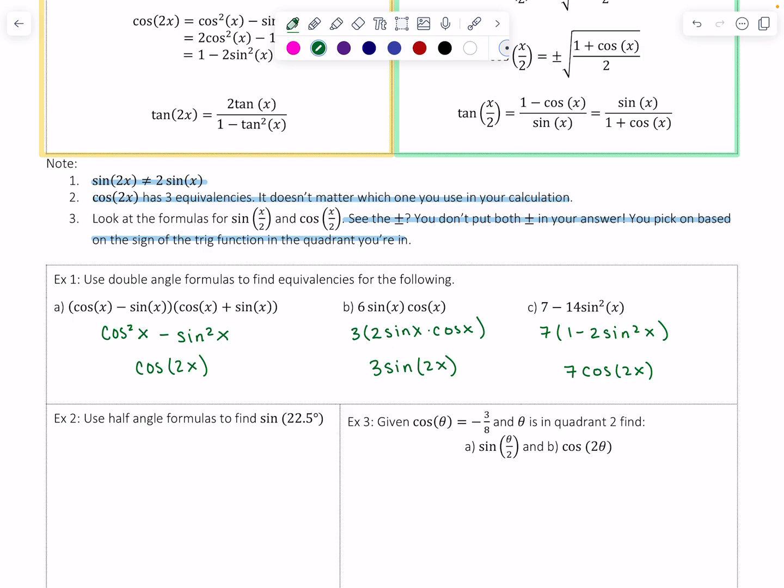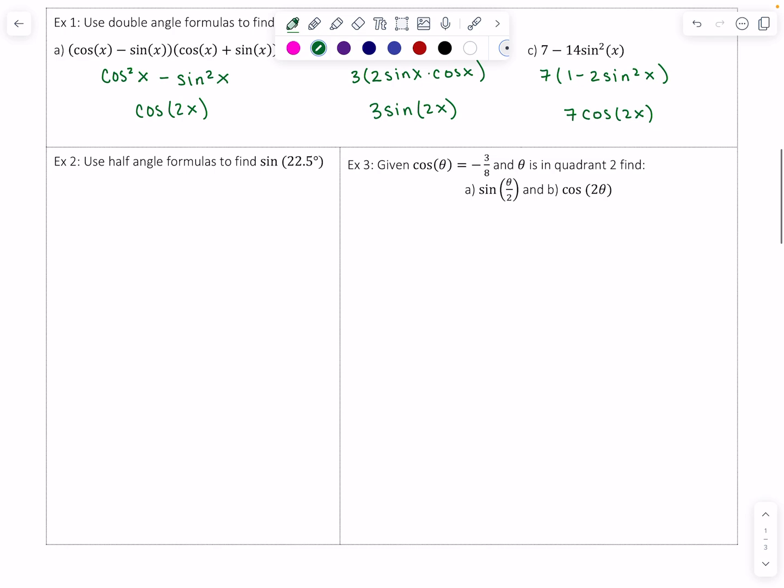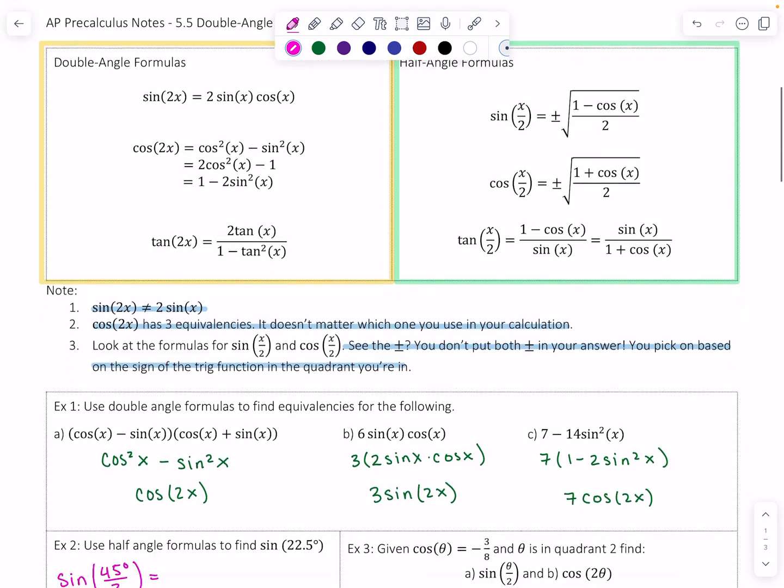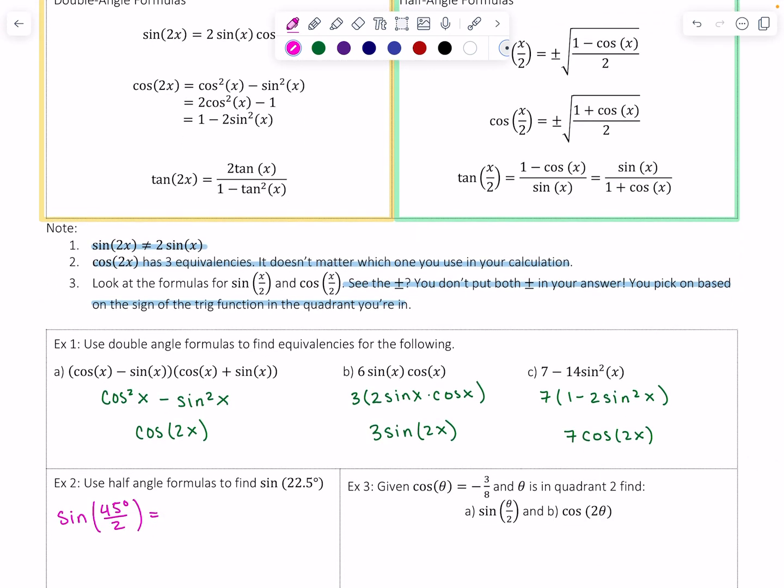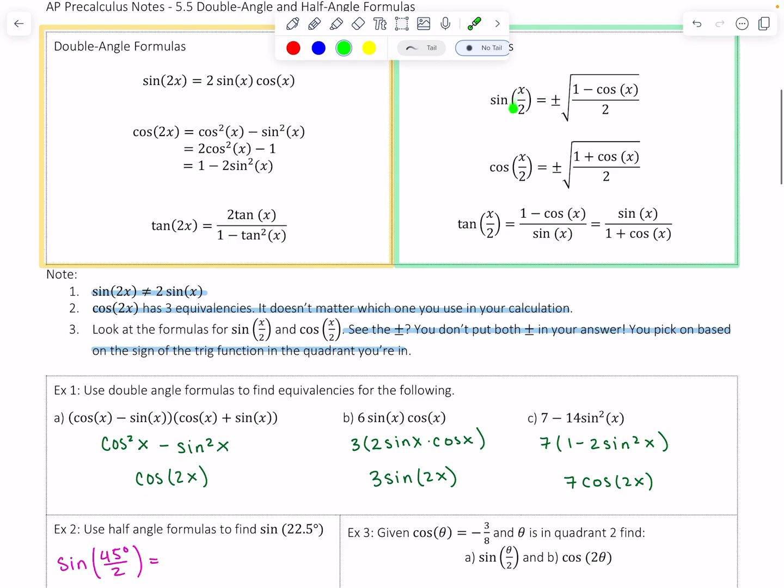All right, let's start here with example 2 and using our half angle formulas to find sine of 22.5 degrees. Well, we can actually rewrite that sine of 22.5 degrees as 45 degrees over 2. Hey, that's kind of nice because sine of 45 degrees is something that we can evaluate. So now that I have this sine of x, or 45 degrees over 2, we're looking up here at our formula. So we're going to put this 45 degrees over 2.